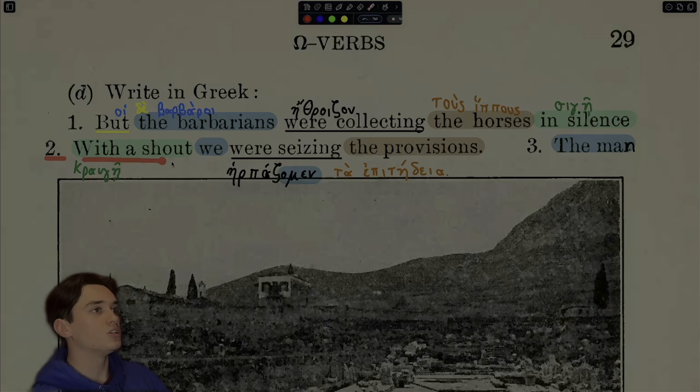2. With a shout, we were seizing the provisions. With a shout, dative of manner, kraugai, we can just put that into the end of the verb, we're seizing. Harpadzo, in the imperfect, first person plural, imperfect active indicative, herpadzamen, the provisions, direct object, expect an accusative, ta epitedeia.